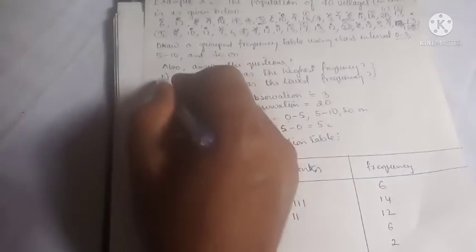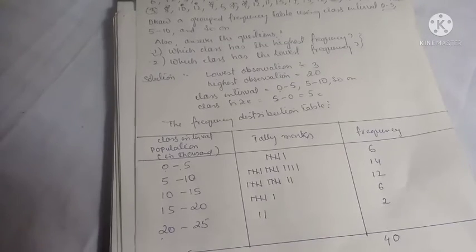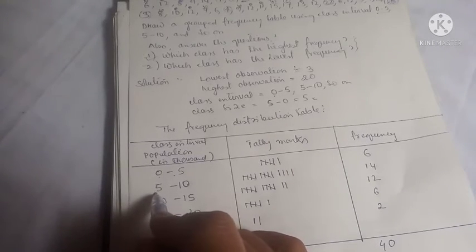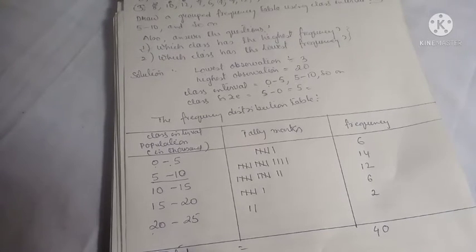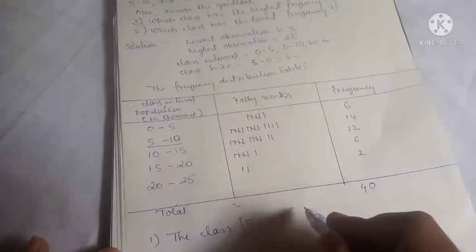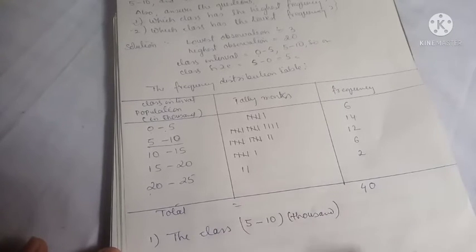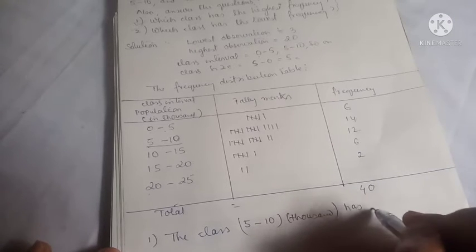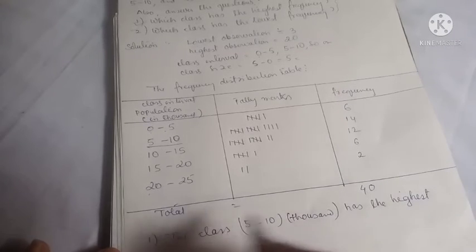So we have to answer the questions. What is the first question? Which class has the highest frequency? The class 5 to 10 has the highest frequency. Okay. The class 5 to 10,000 has the highest frequency.